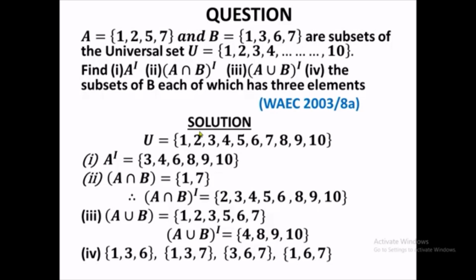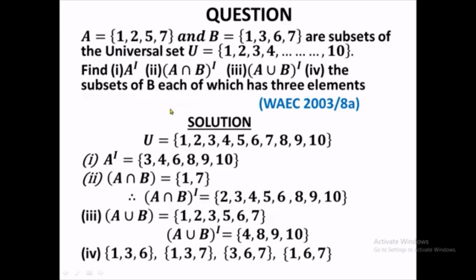In this video, we are going to be solving this WAEC past question, from 2003, question number 8, still on set. We are told that set A has elements 1, 2, 5, 7, and set B has elements 1, 3, 6, 7, and they are subsets of a universal set U, which has elements from 1 to 10. We have to find A complement, A intersection B complement, and A union B complement. We also have to list the subsets of B, each of which has 3 elements. So this is the question we have to solve in this video.